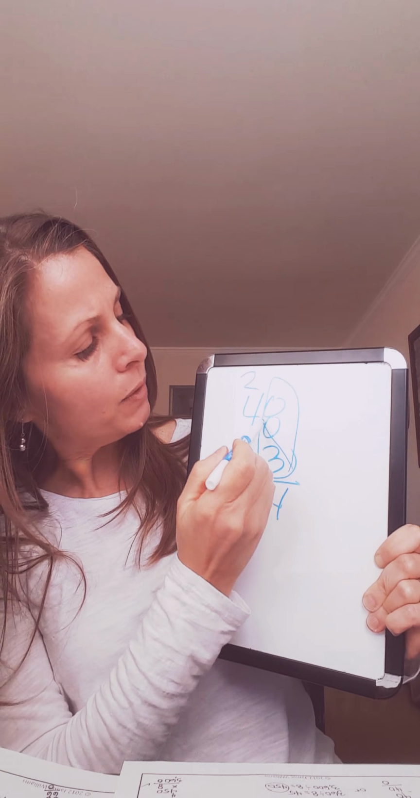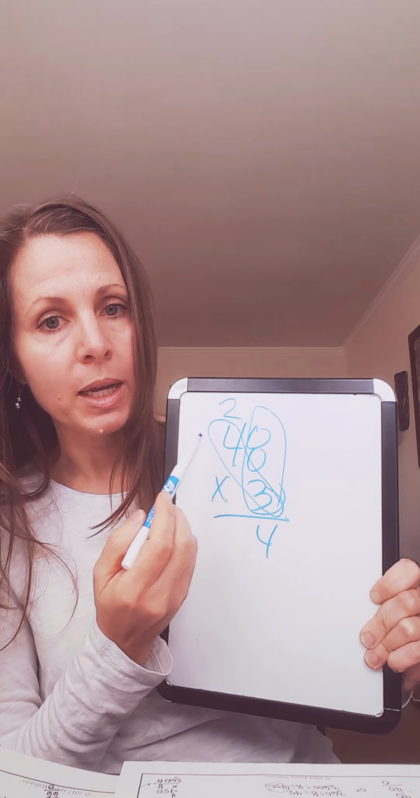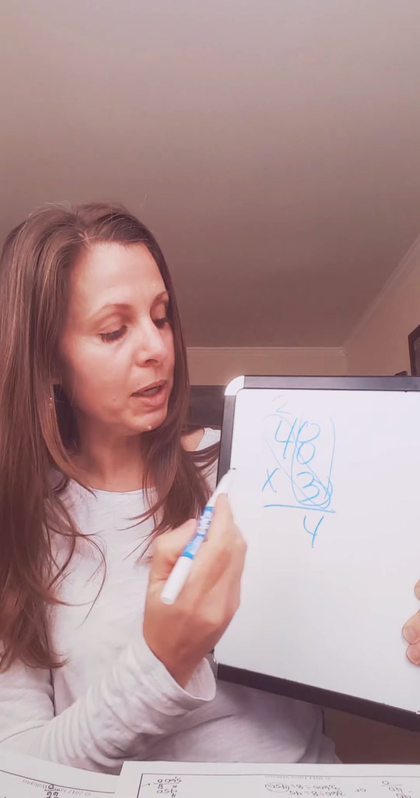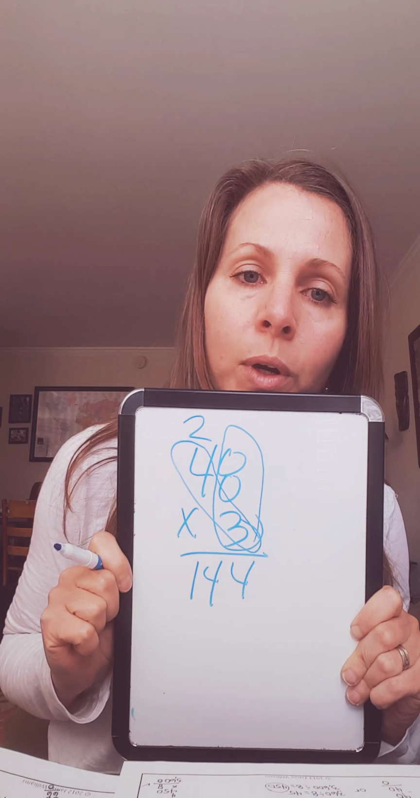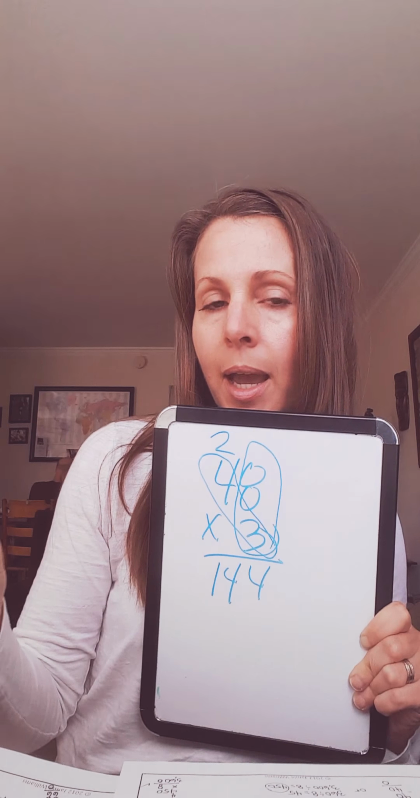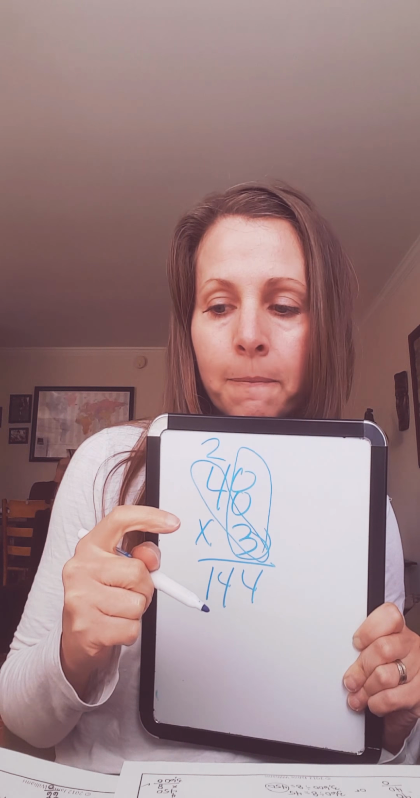So I have to go over here like that. 4 times 3 is 12, but wait a minute. We've got to add on that 2, which makes 14. So our answer would be 144. Keep these problems. You're going to need them for reference when you're working through your word problems, okay?